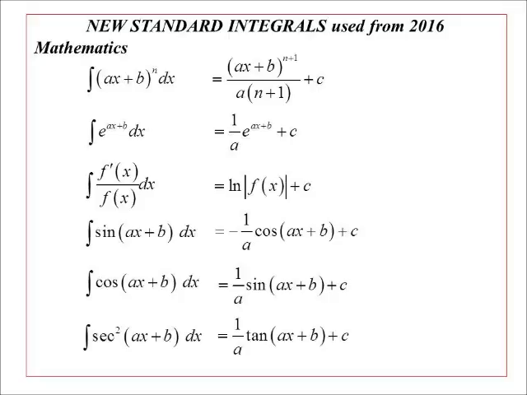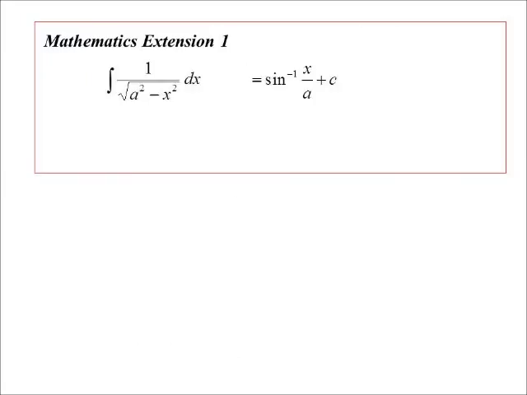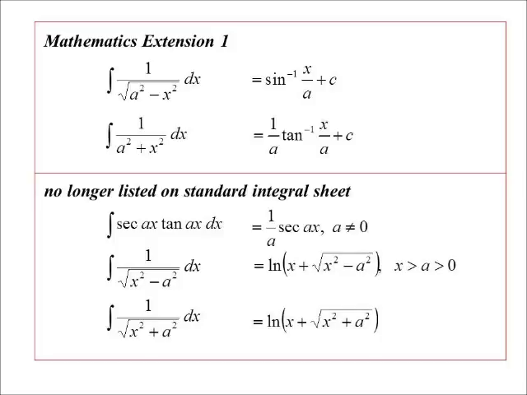And so there's those 3. And that was it for 2, because the inverse trig ones were extension 1. So in extension 1, you now see there's the inverse sine, and there's the inverse tan. And that's it. No longer listed: sec tan, sec, those 3.